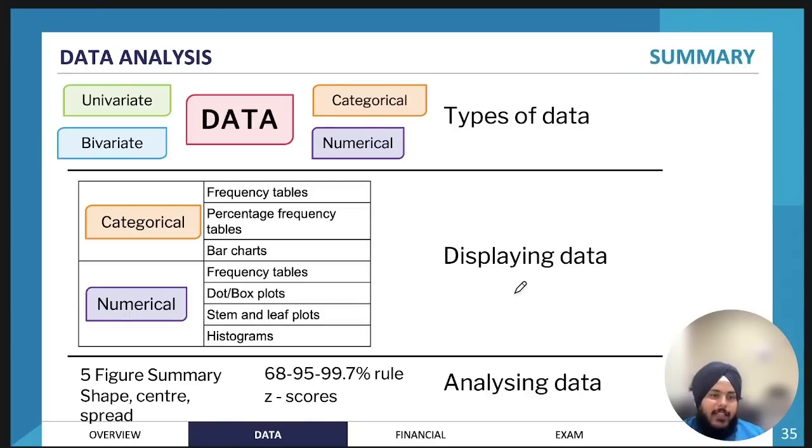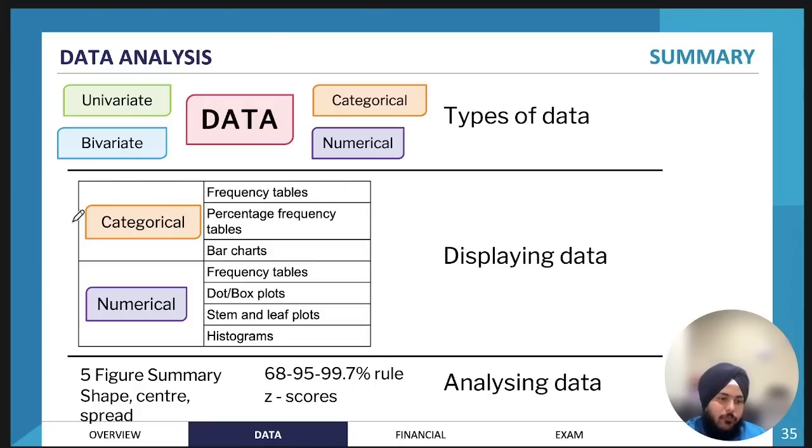So here is just a quick summary of univariate data analysis. We have 4 different types of variables. We can have categorical or numerical variables, and furthermore we can have nominal and ordinal categorical variables, and discrete or continuous numerical variables. And in terms of data, we can either have univariate or bivariate data. Bivariate we'll come back to in the next block.